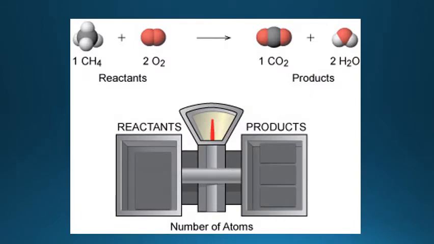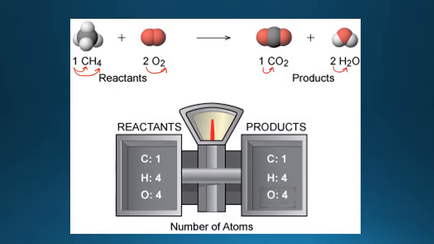Okay, another way to show you that this is balanced. If you look on the reactants, we have 1 carbon. We typically don't write the ones, but this is just to help you see it. And then we have 4 hydrogens and a total of 4 oxygens. On the product side, we have 1 carbon, 4 hydrogens, and 4 oxygens. 1 times 2 is 2, plus 2 times 1 is 2. That gave us the 4 oxygens.